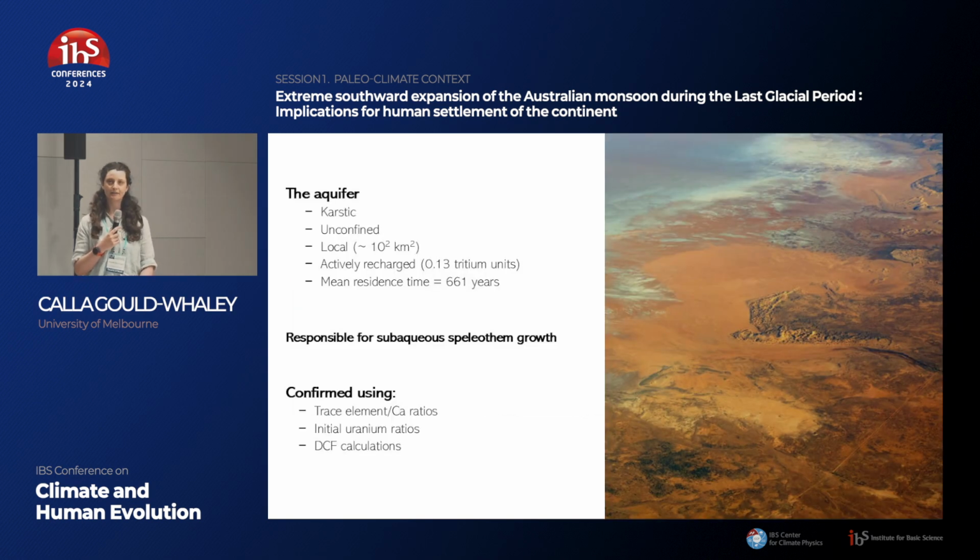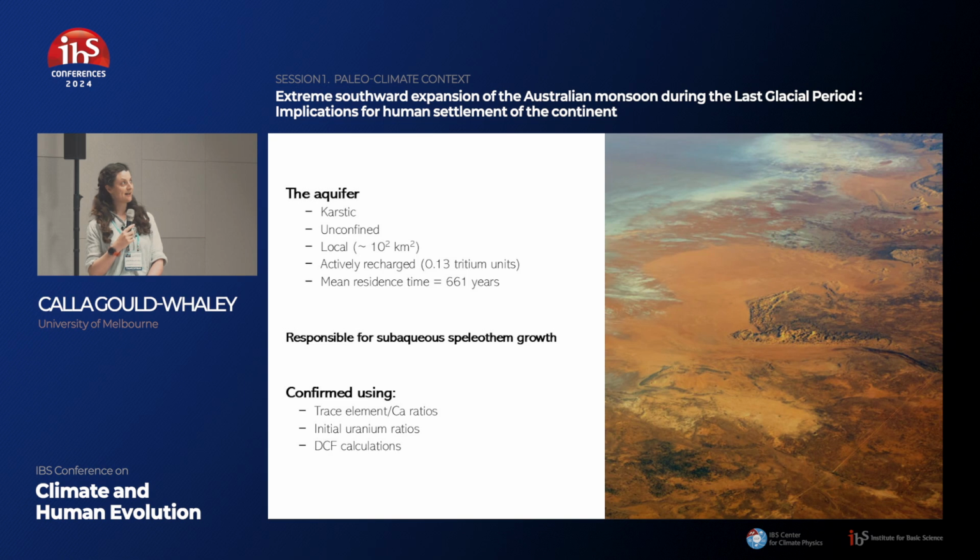So for some context on the aquifer that these speleothems grew in, it's karstic and unconfined, and it's local-ish, so a few tens of kilometres squared. And it's actively recharged, and radiocarbon dating tells us that water has a mean residence time of about 661 years. And we know that the subaqueous speleothems precipitated from this groundwater, and we've confirmed this using trace element to calcium ratios, initial uranium ratios, and dead carbon fraction calculations.